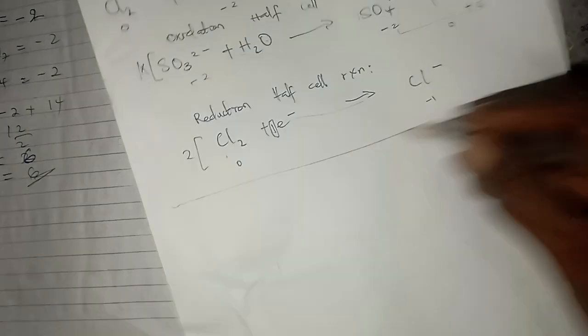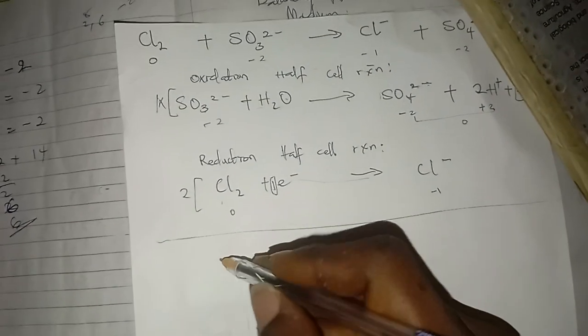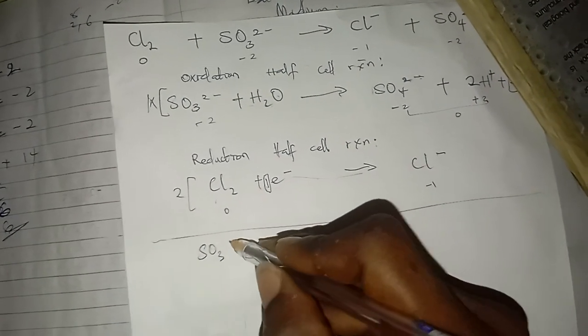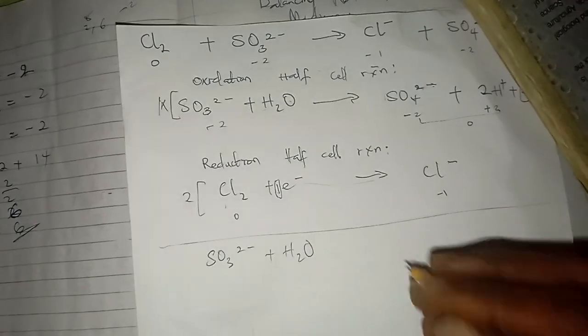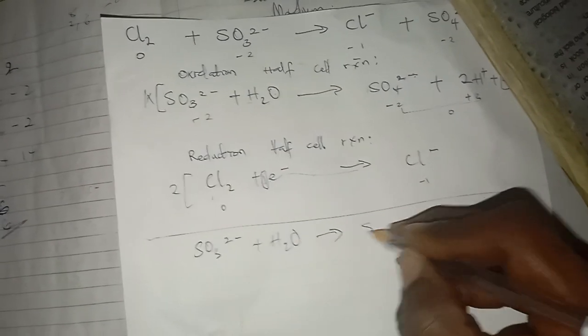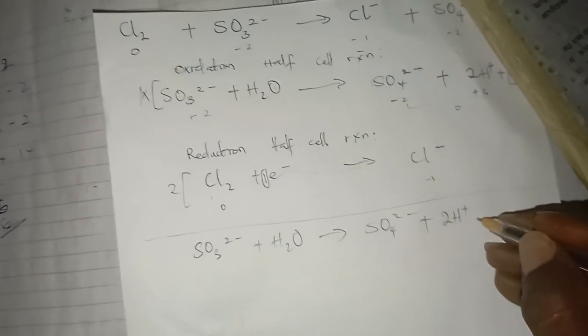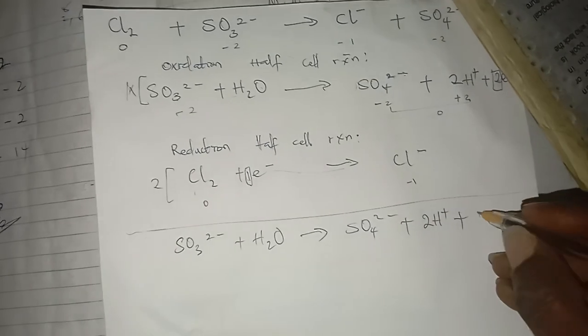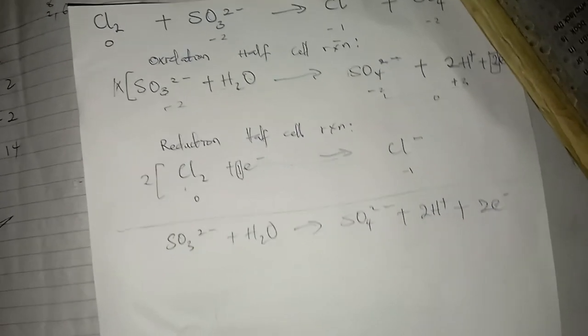By the time you do it, you're not going to have 1 times anything, because that thing stays the same. So this is now going to be SO3 2- plus H2O, yes, SO4 2- plus 2H+ plus 2e-. Now 2 times here. Good.